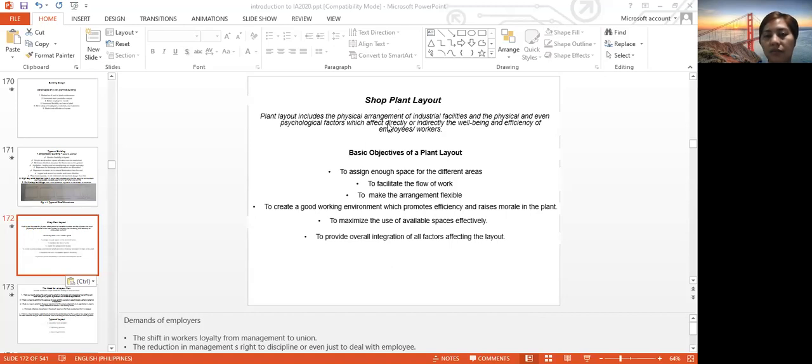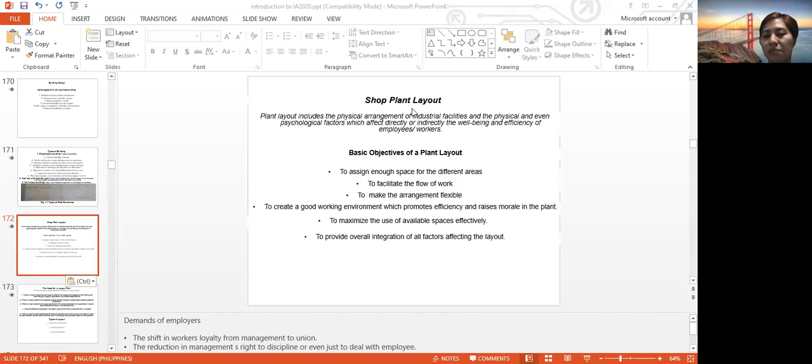Okay, so let's have the shop plant layout. Plant layout includes the physical arrangement of industrial facilities and the physical and even psychological factors which affect directly or indirectly the well-being and efficiency of employees and or workers.